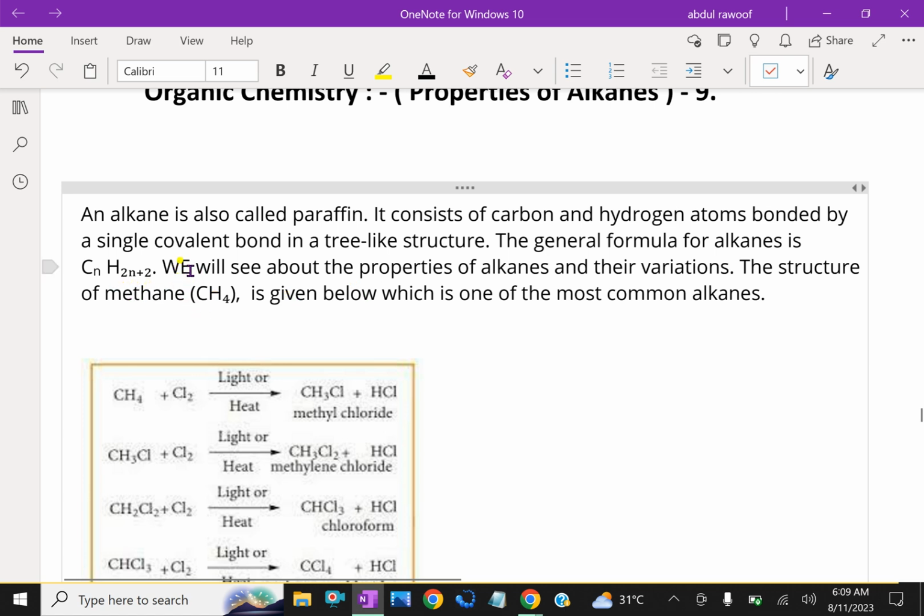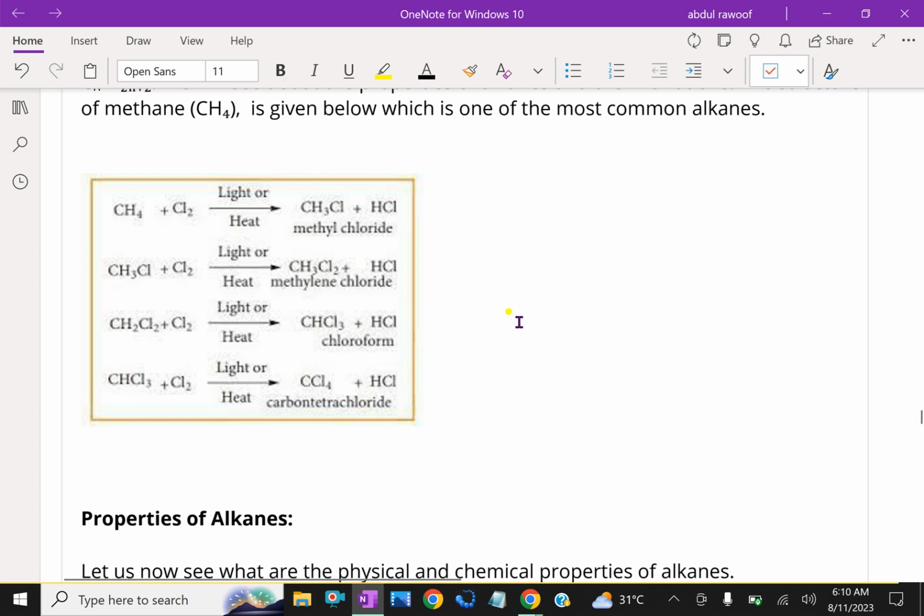We will see about the properties of alkanes and their variations. The structure of methane, CH4, is given below; it is one of the most common alkanes. Look here: CH4 plus chlorine, Cl2, with light or heat energy, changes to methyl chloride, CH3Cl, plus HCl.